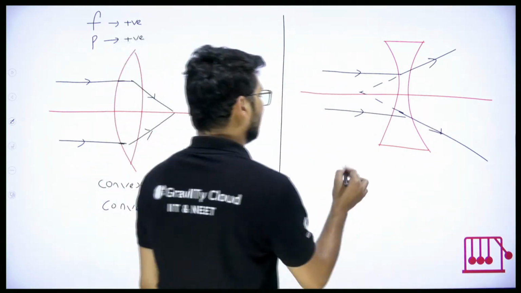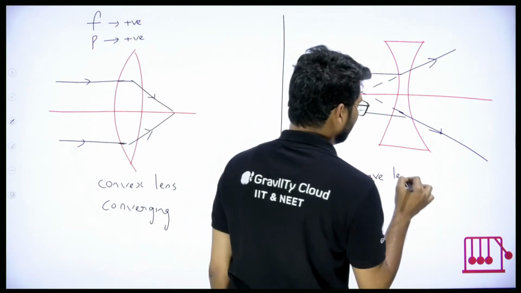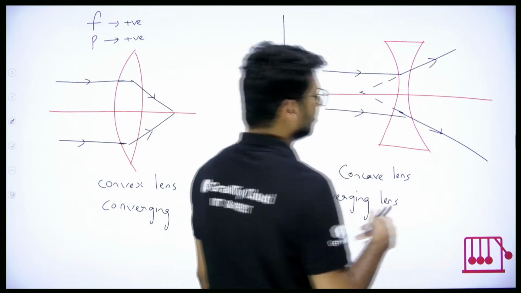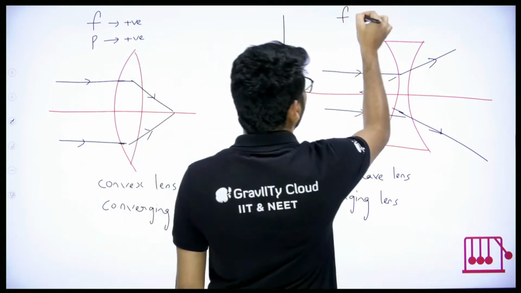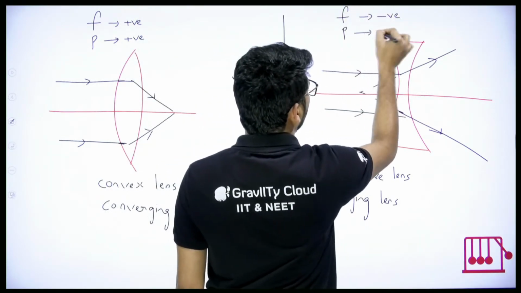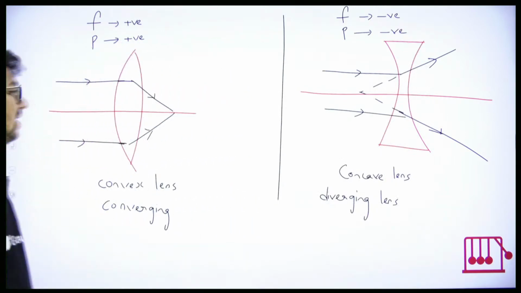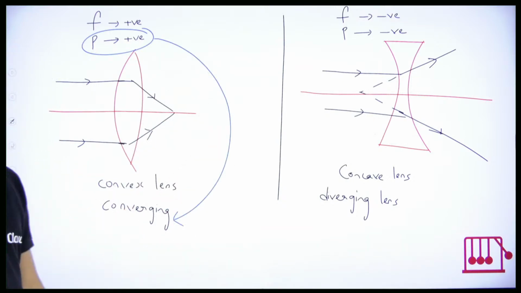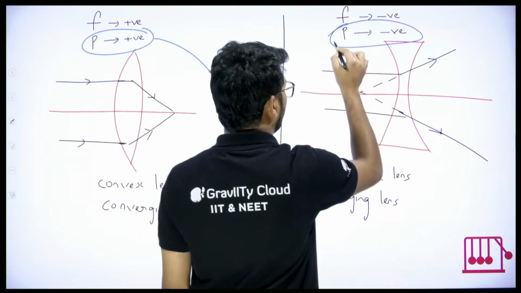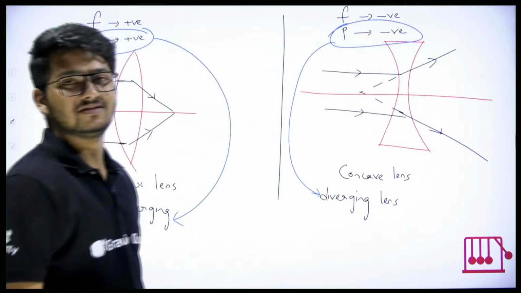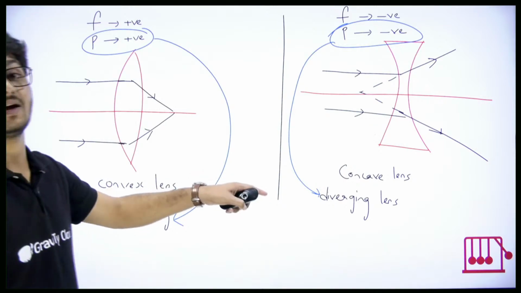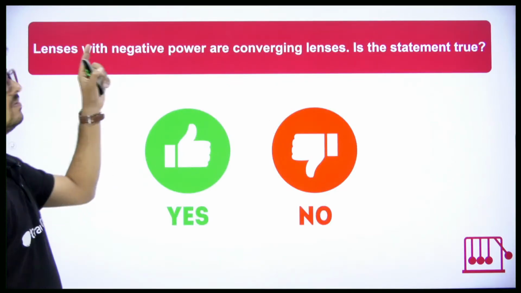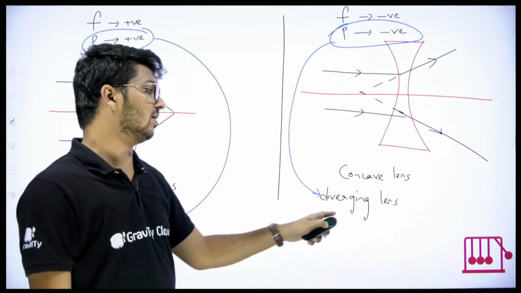So a concave lens is a diverging lens. The focal length is negative, and the power will be negative. So what does that mean? Whenever we have positive power, it means a converging lens, and whenever we have negative power, it means a diverging lens. Negative power means a diverging lens.